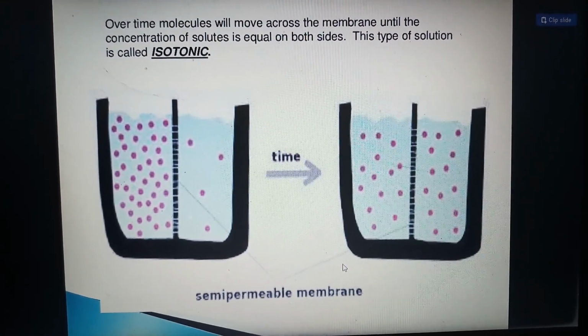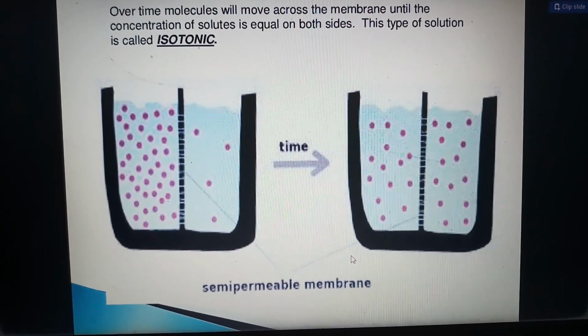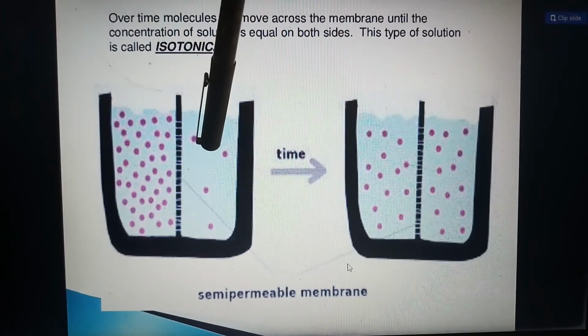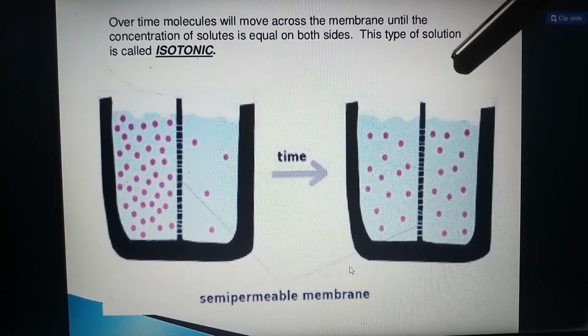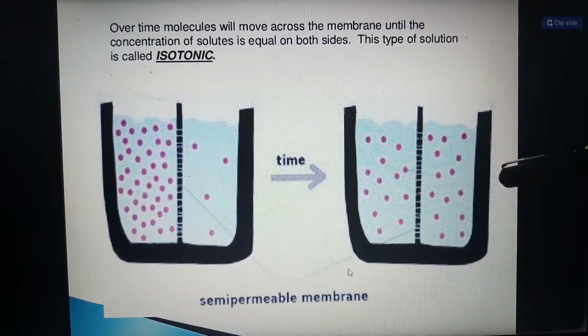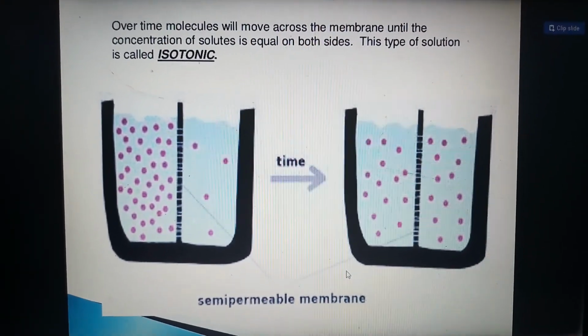This type of solution we call an isotonic solution. Initially, this was the hypertonic solution and this was the hypotonic solution. Now in this case, we call it an isotonic solution. On both sides, the solute concentration is the same.